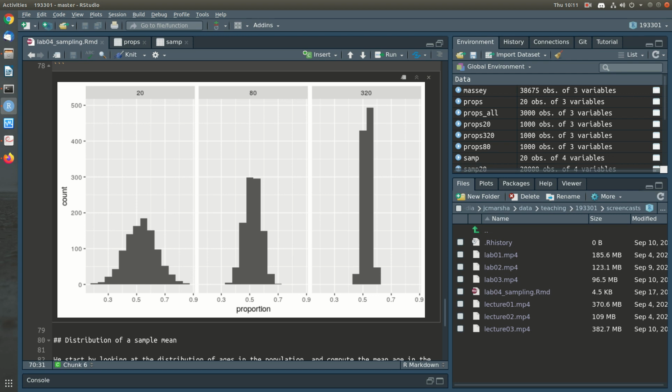What you'll notice here is that the range of proportions we get roughly halves between the 20 and 80 case, and roughly halves again between the 80 and 320. So by quadrupling the sample size, we halve the spread.